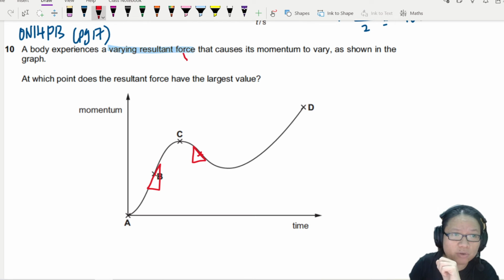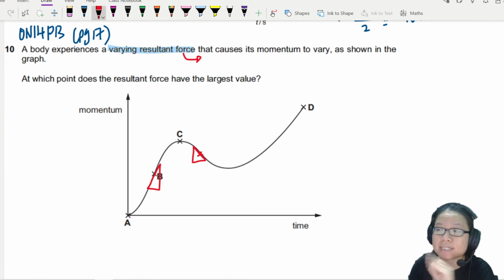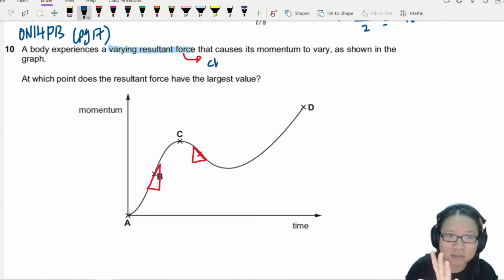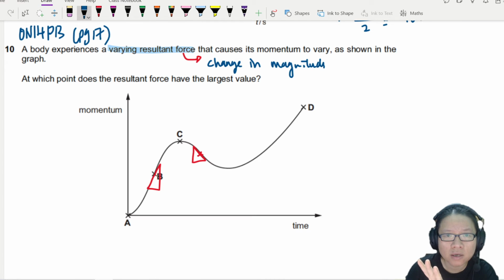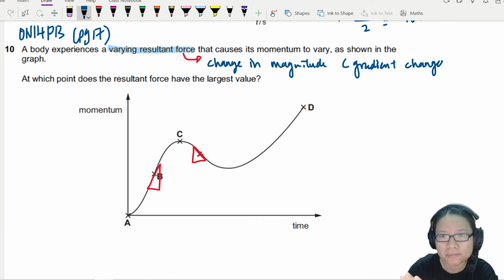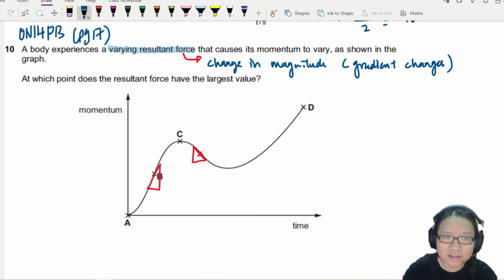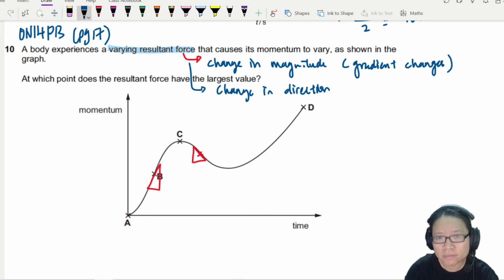So this varying resultant force, in case Miss Lee sets an objective question, a statement here is, this one changes in magnitude. How do we know there's a change in magnitude? Because the gradient changes. And there is also a change in direction, because in some parts the gradient is positive, some parts the gradient is negative.